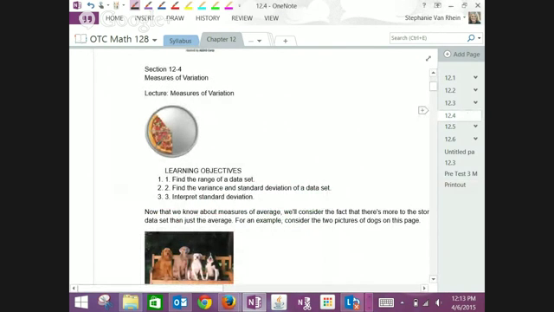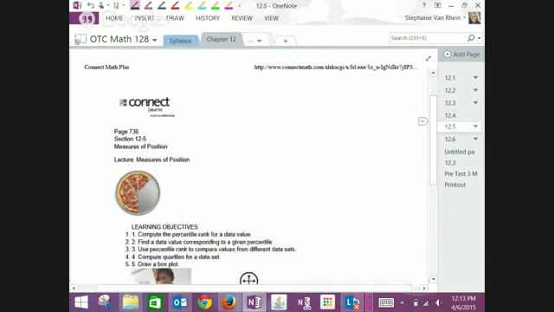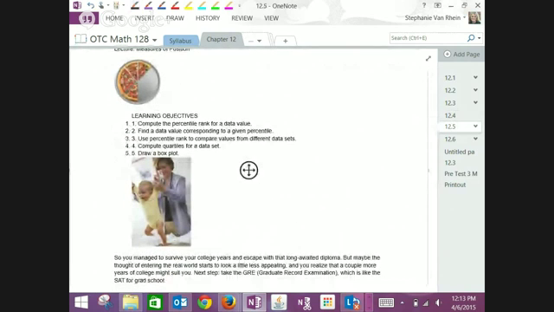Interpreting standard deviation, not too much of that because that's really 12.6. 12.5 had to do with position. So knowing the difference between percentile rank and position. If I'm ranked number 1, I'm going to have a high percentile rank, like a 99 percentile rank.